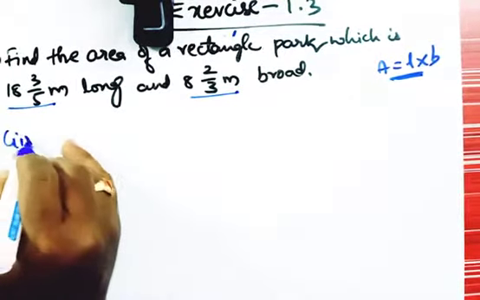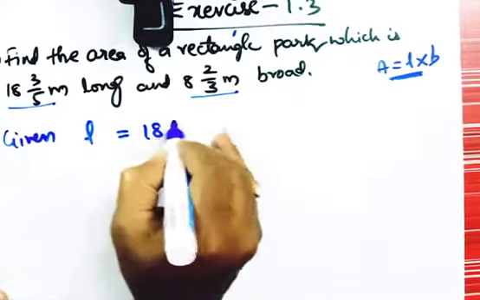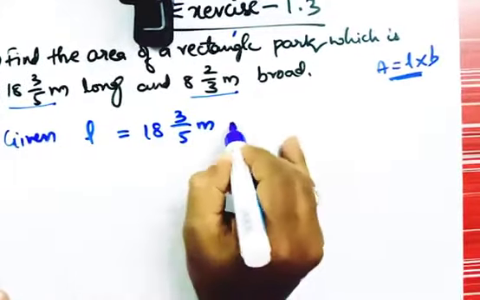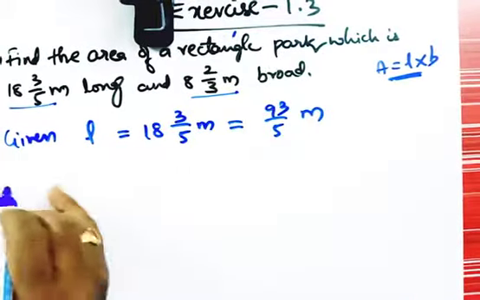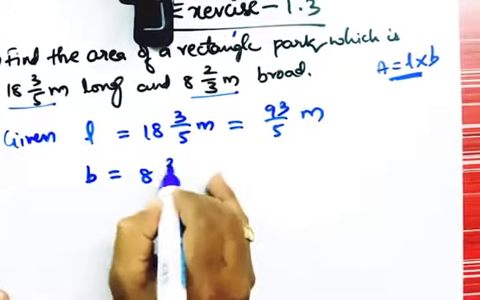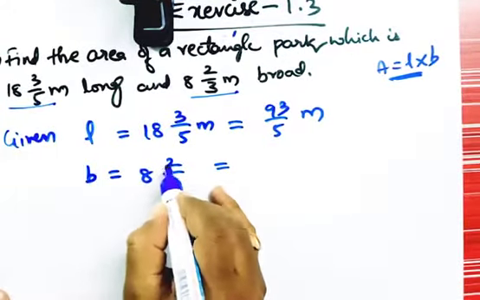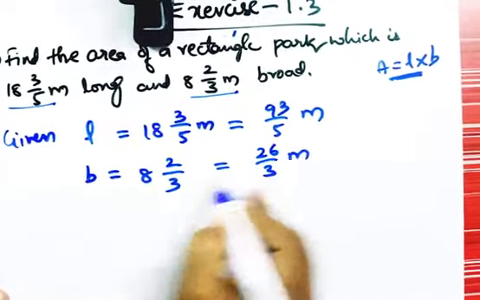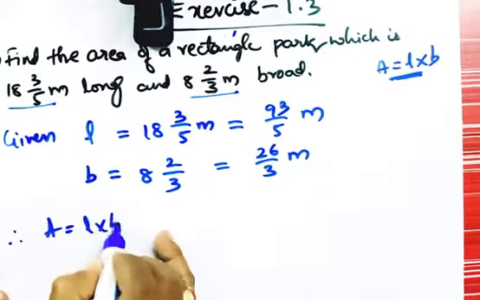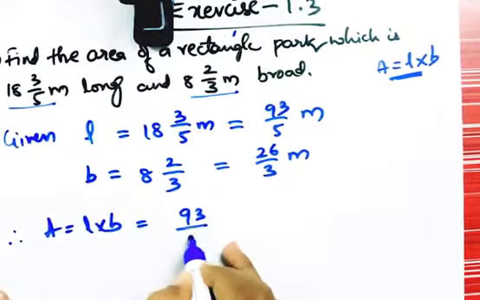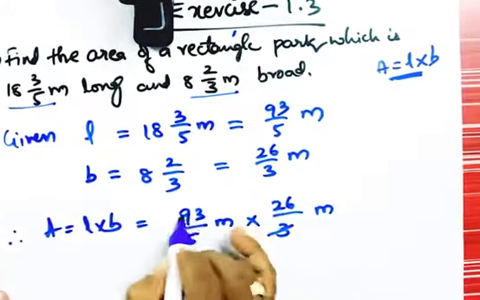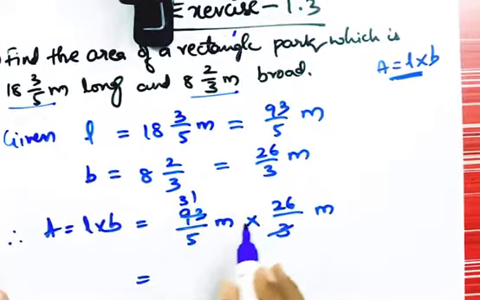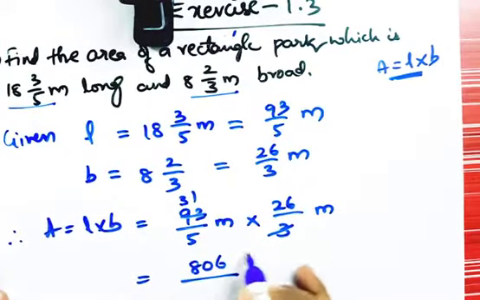Now, the given length of the rectangular park is 18 3/5 meters. This is a mixed fraction, so you should convert it: 18 times 5 is 90, plus 3 is 93, so 93 by 5 meters. And the breadth they gave is 8 2/3. So 8 times 3 is 24, plus 2 is 26, so 26 by 3 meters. Therefore, area is equal to length into breadth, that is 93 by 5 meters into 26 by 3 meters. So 3 times 31 is 93, so 31 into 26 you will get 806 by 5, and meter into meter you will get meter square.